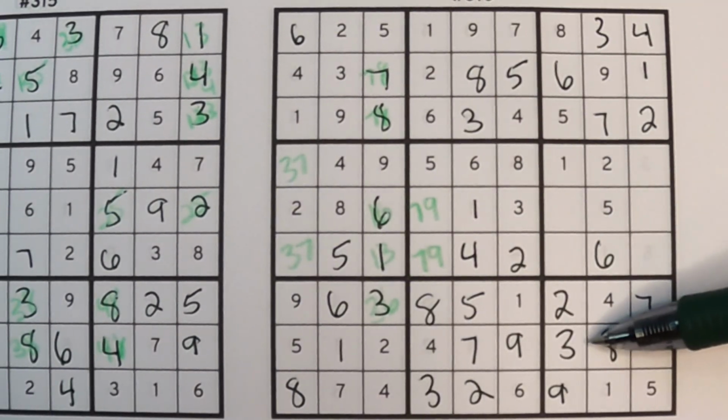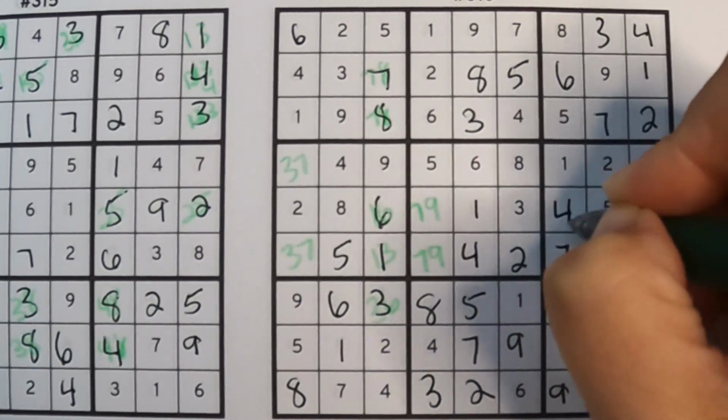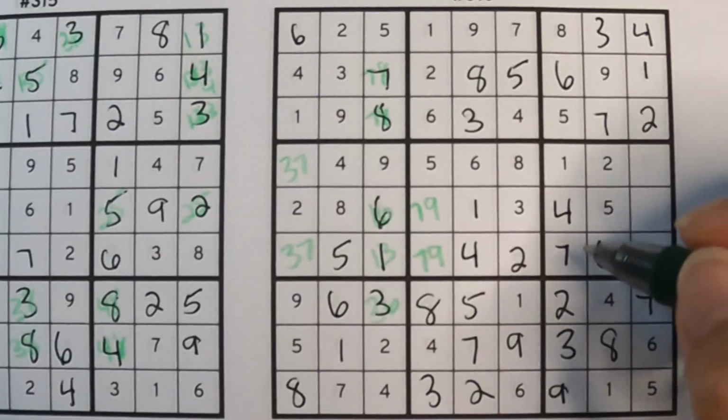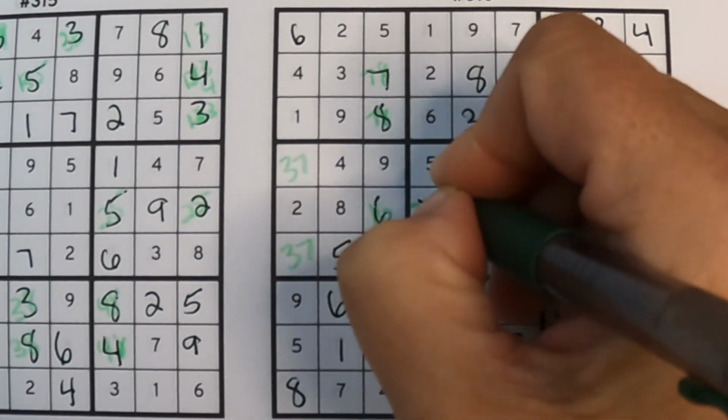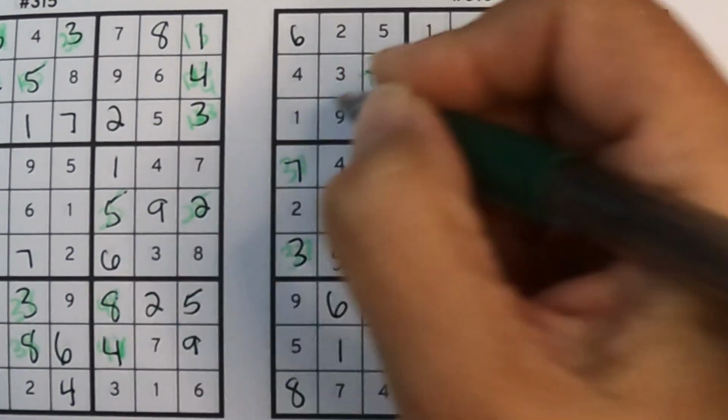For this column, we're missing 4 and 7. We've got the 4 here, so 7, 4. That 7 makes this our 9, 7. And that 7 makes this our 3, 7.